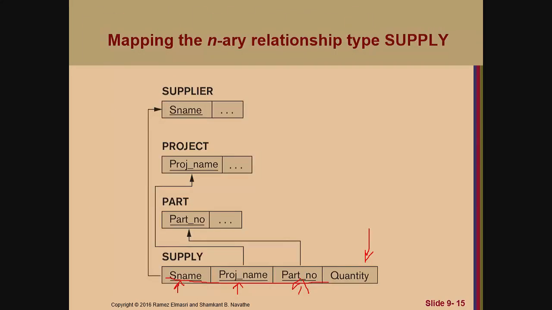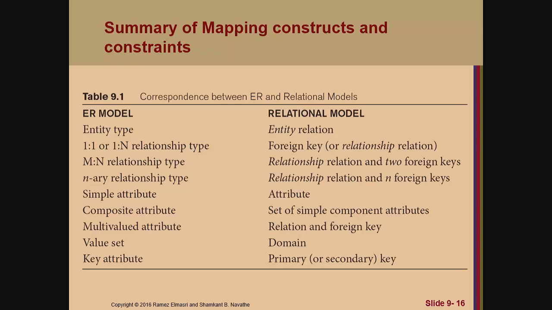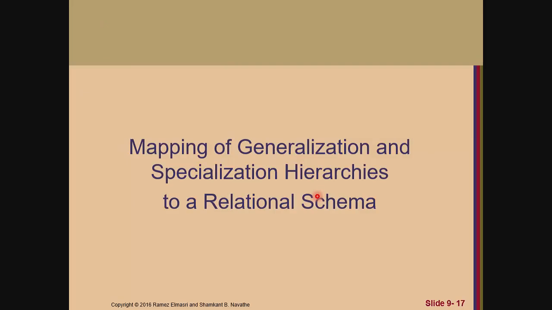So what else? This is a summarization of the correspondence between the ER and relational model. Okay, this is just a summary. If you cannot remember, that's fine, but you should remember some examples of when you have to map the ER diagram to the relation. So next, mapping generalization and specialization hierarchies to relational schema.